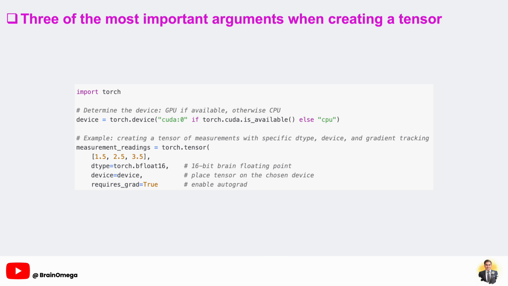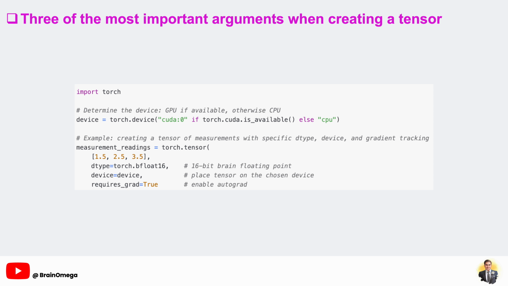Alright, so far we've learned how to create tensors with different shapes and data types. Now let's look at three incredibly important arguments you can set when creating a tensor: device, dtype, and requires_grad. These are what give you fine-grained control and unlock the full power of PyTorch.